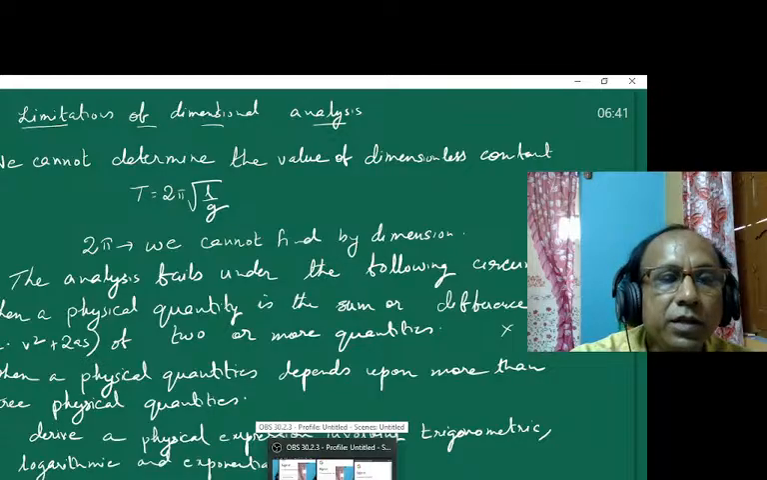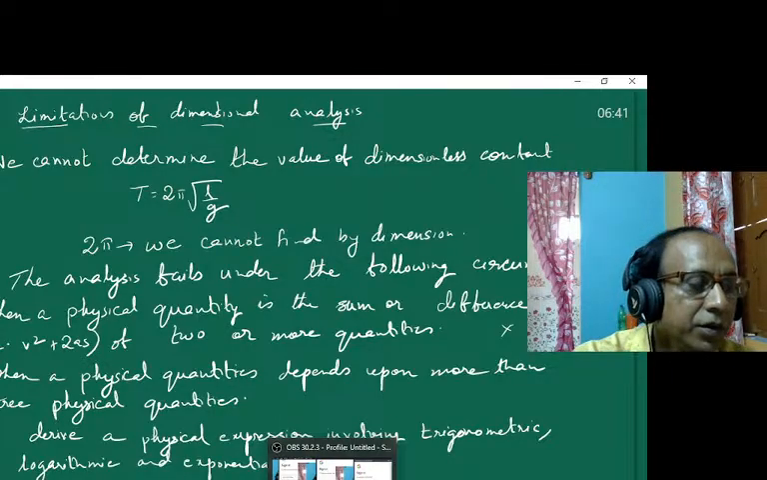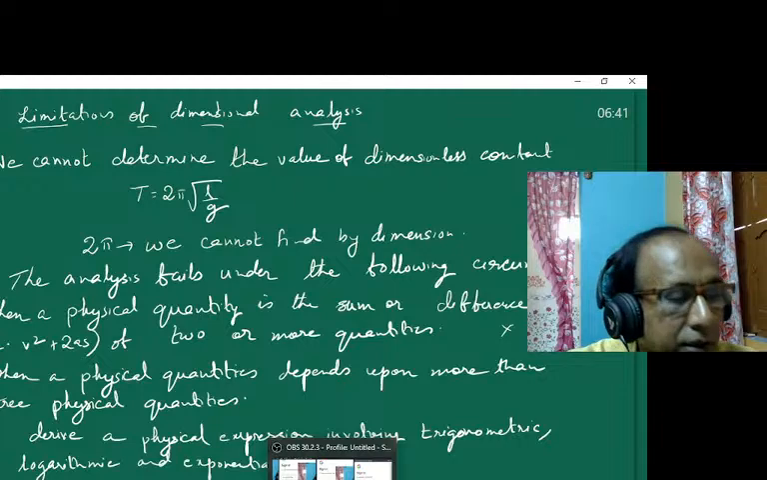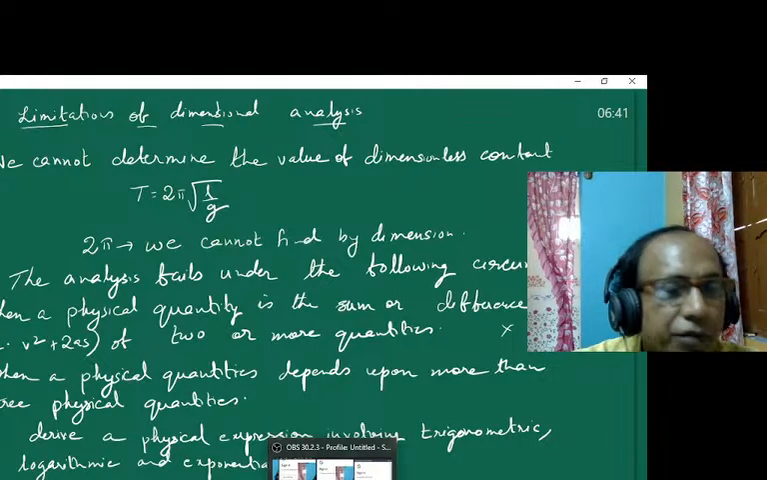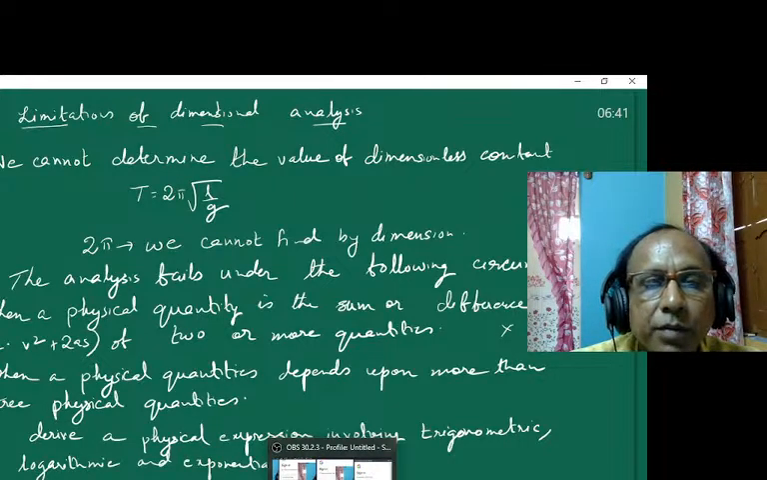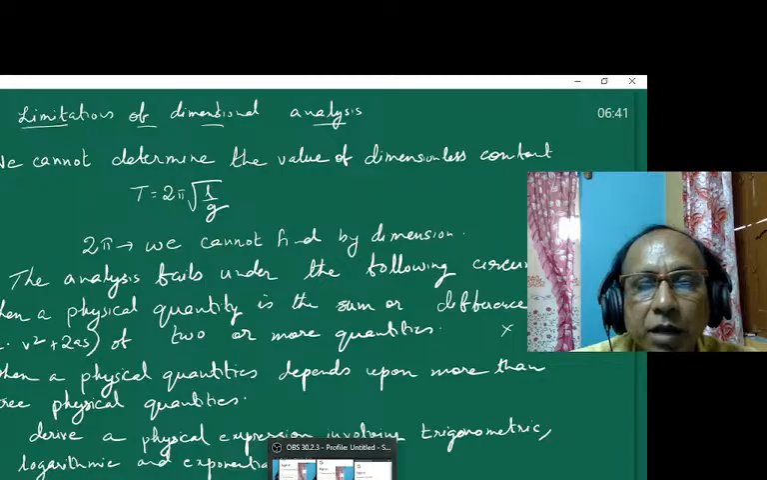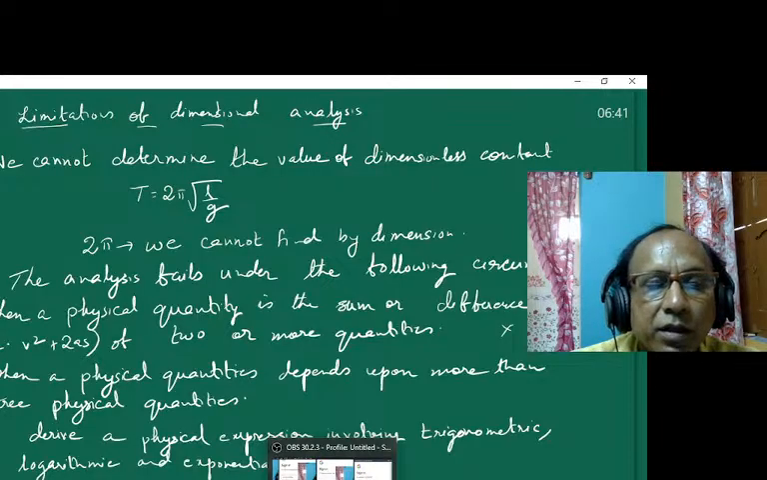In this way, what we discussed today is about the various uses of dimension: how to find the dimensions of physical quantities, what the uses or applications of dimension are, and we also discussed the limitations of dimensional analysis.